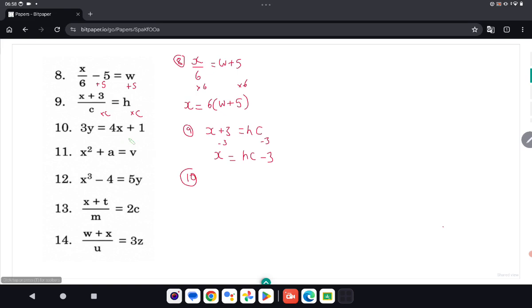Question 10. First of all, we need to get rid of the 1 by taking it off both sides. And now we need to divide both sides by 4. And then question 11. Take a from both sides. And square root both sides.